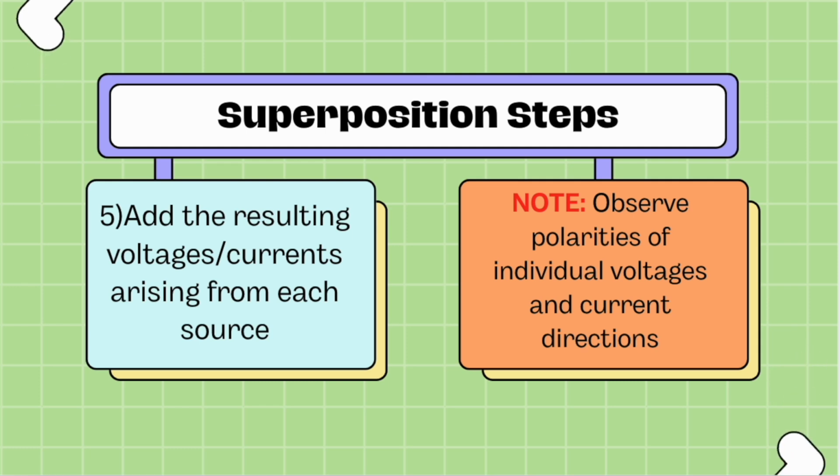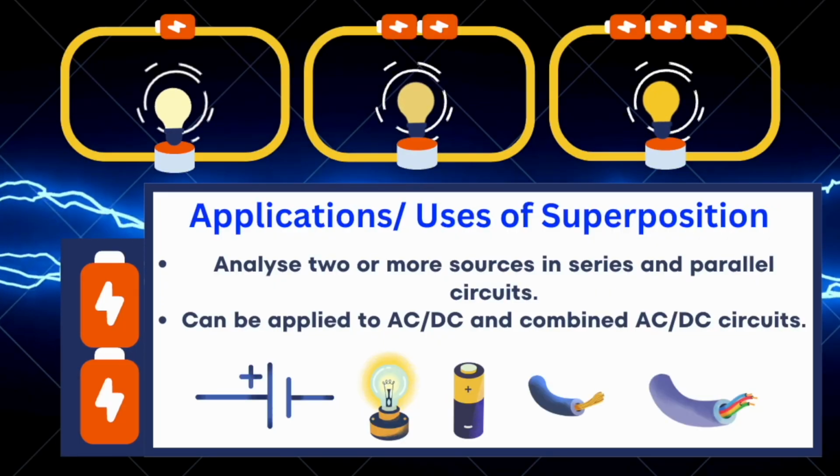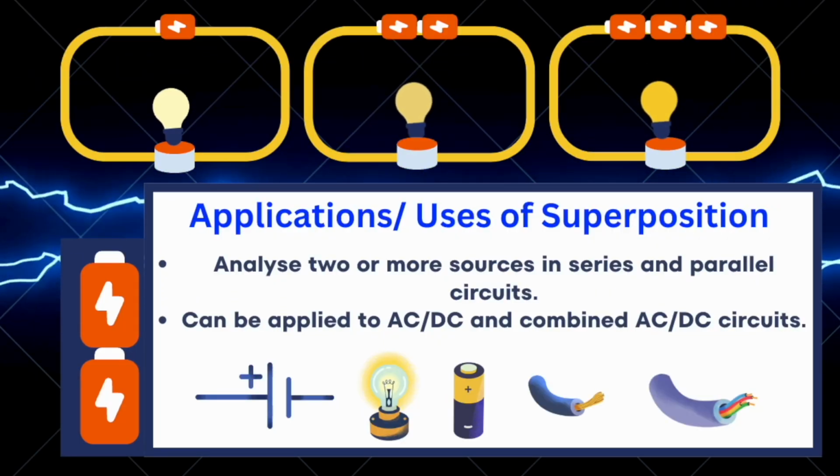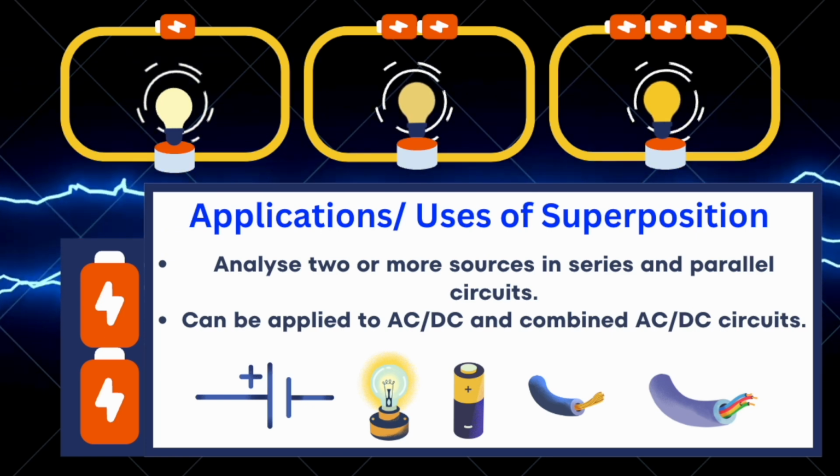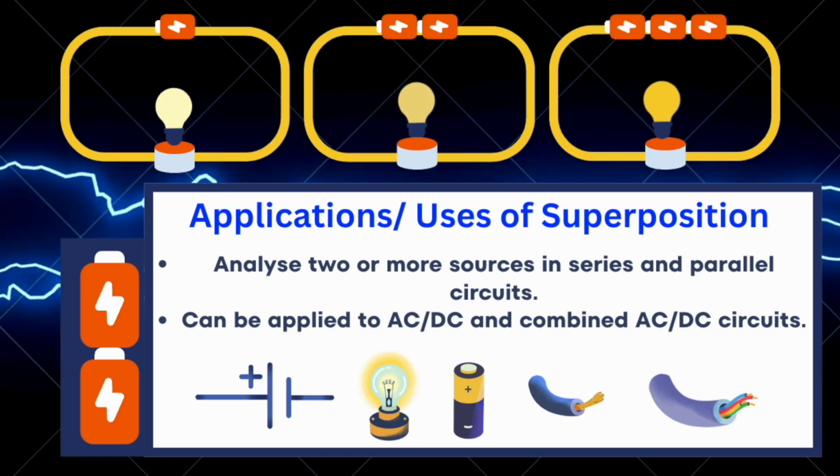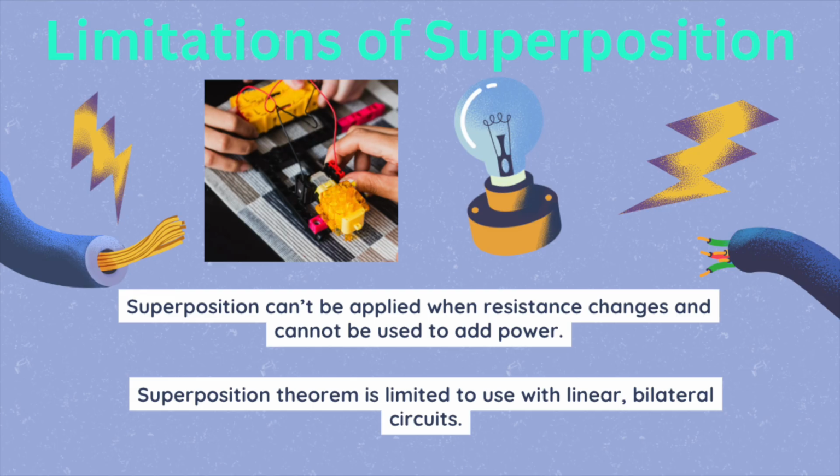Superposition can analyze two or more sources in series and parallel circuits and can be applied to AC and DC circuits combined. However, superposition can't be applied when resistance changes and cannot be used to add power, and is limited to use with linear and bilateral circuits.